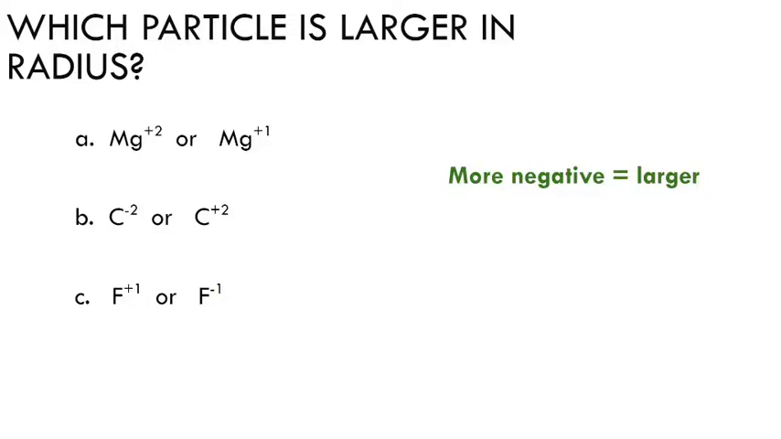But we might need a little bit more than that, perhaps, because this first problem, A, doesn't have anything that's negative. So remember that less positive is going to be larger, just like more negative. So which one of these is less positive? Well, the positive 1 instead of the positive 2. Here in part B, we have a carbon with a negative 2 charge and a positive 2 charge. Well, if we want the larger one, we're going to go with the negative one.